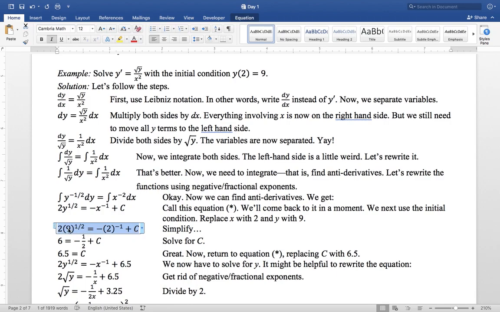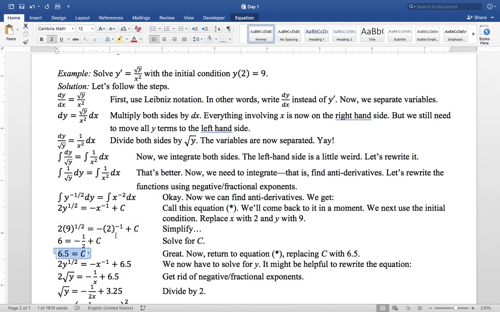If you simplify everything, 9 to the 1/2, that's root 9, which is 3. So 2 times 3 is 6. And then this thing here, 2 to the negative 1 is really 1/2. So this whole term here is negative 1/2. So we find that 6 is negative 1/2 plus c. Adding 1/2 to both sides, we find that c is 6.5.